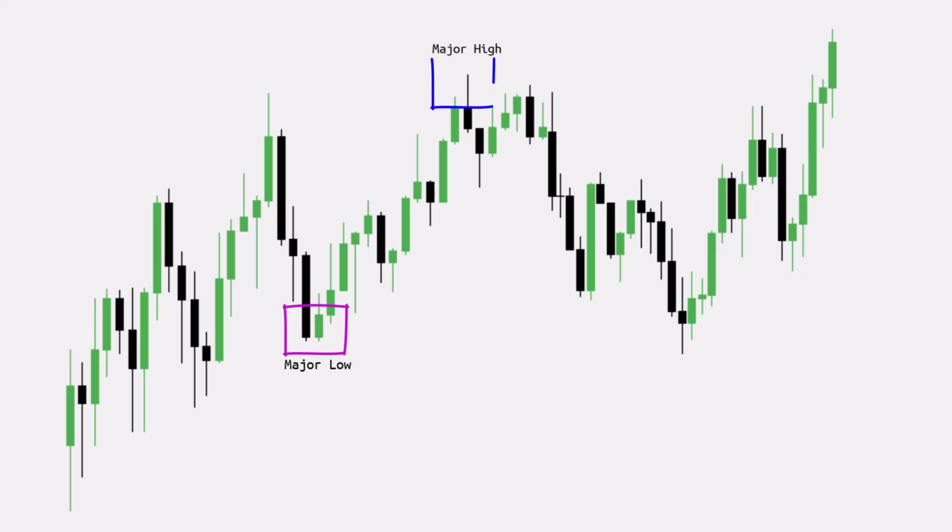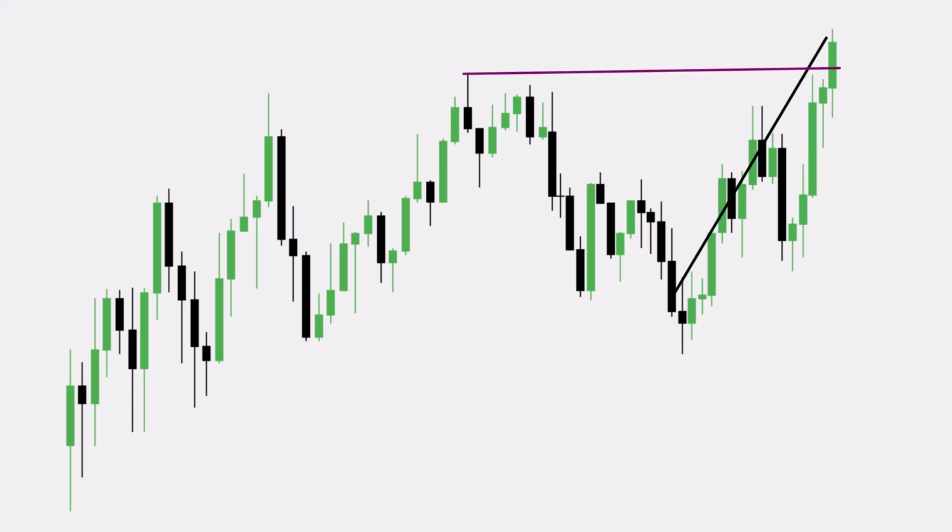These 2 points, the major high and major low, constitute what we call the major external structures of the market. Everything that forms between these 2 points is considered an internal structure. This distinction is crucial for interpreting market behavior. When the price breaks above the major high, it creates what traders call a break of structure.